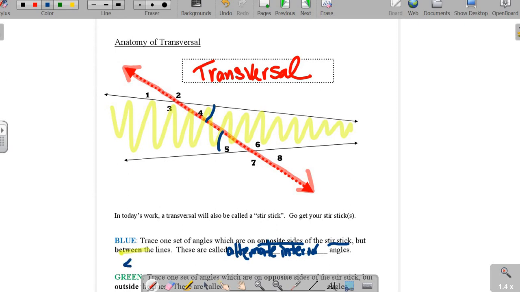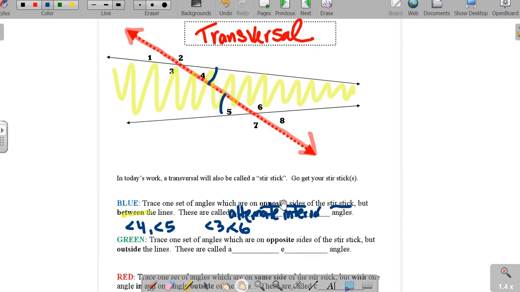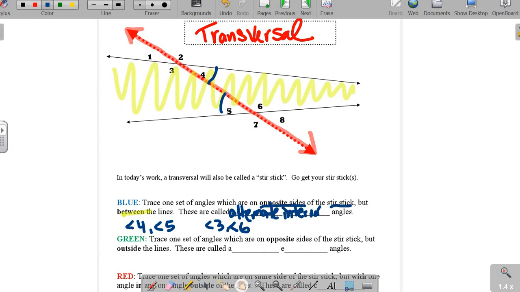are angles 4 and 5 as a set, and then angles 3 and 6 as a set of alternate interior angles. Alternate means opposite sides of the stir stick, interior means between the lines.